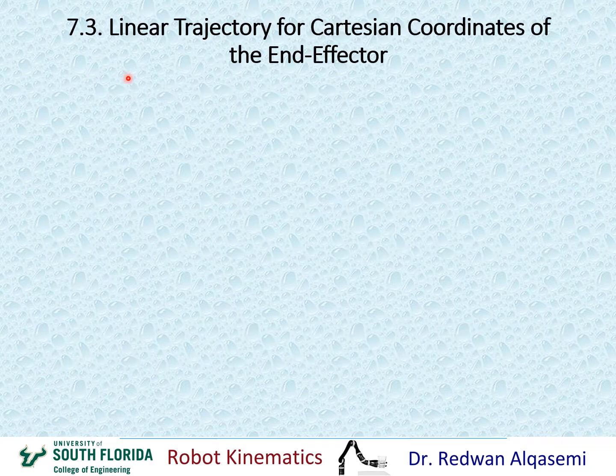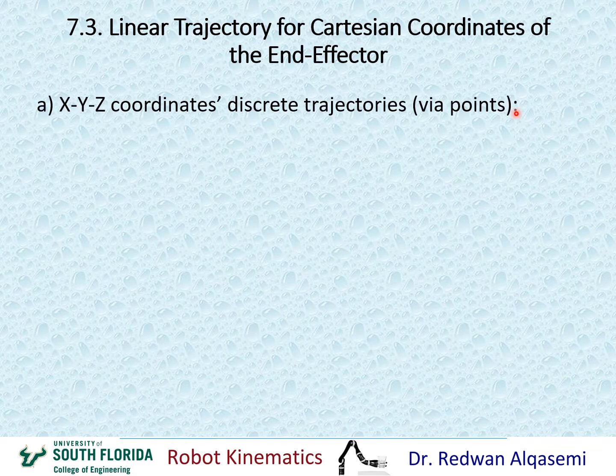The previous slides cover the linear trajectory for joints in the joint domain, and here we're going to discuss the linear trajectory for Cartesian coordinates of the end-effector. So this is the Cartesian domain that we're going to be discussing in this section. Now again, this section is also divided into 3 segments. The first segment is the XYZ coordinates with discrete trajectories. So that's via point discrete trajectories.